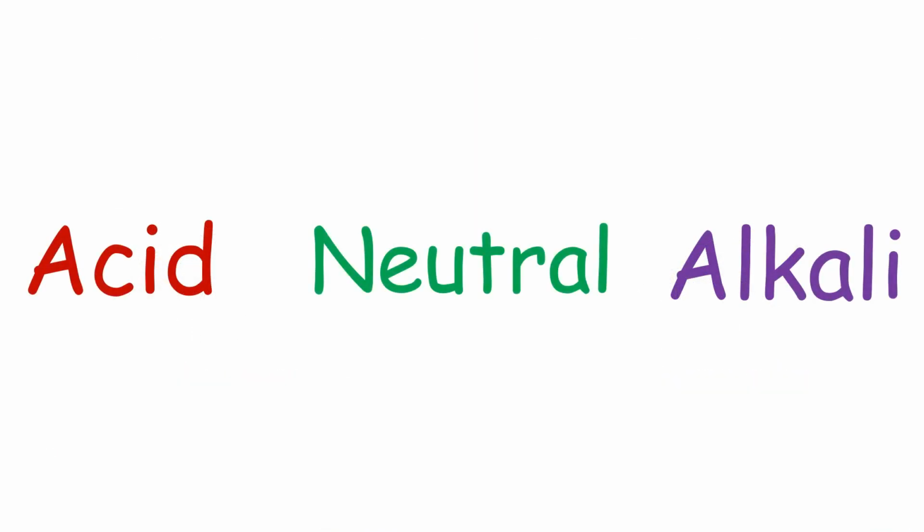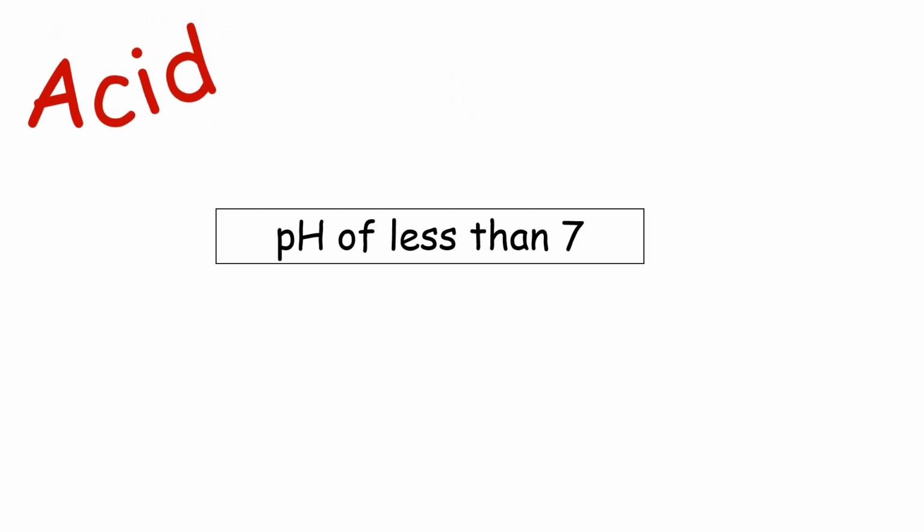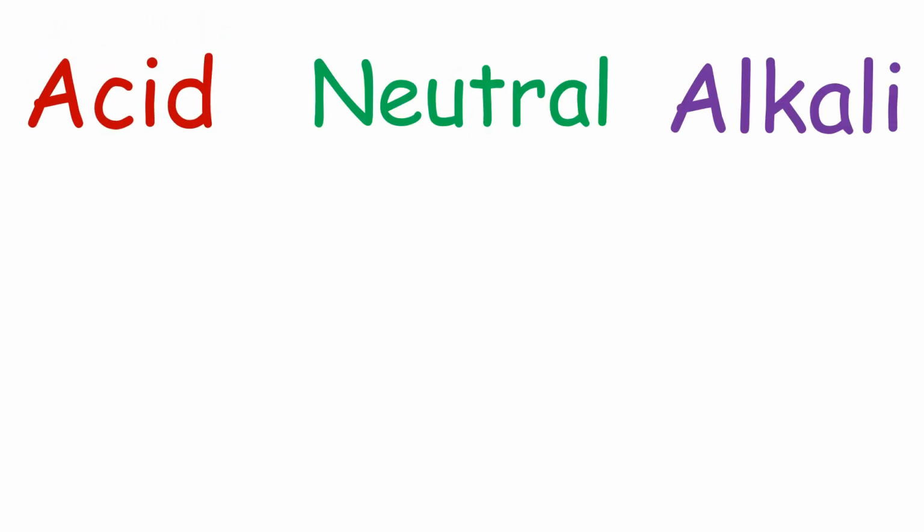Now it's time for our final learning check. It's called acid, neutral, alkali. There will be a statement on the screen. You need to decide if it's true for acid, neutral or alkali substances. Number 1. pH of less than 7. 5 seconds. This is an acid.